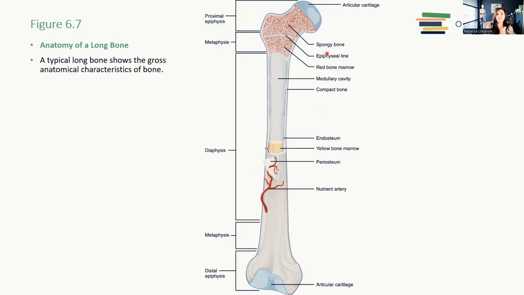Some other things you see on this is the articulating cartilage. And you'll see this at both the proximal and the distal ends. And this is going to be a protection area of a bone. And articulation simply means where bones are rubbing together or where they're articulating.